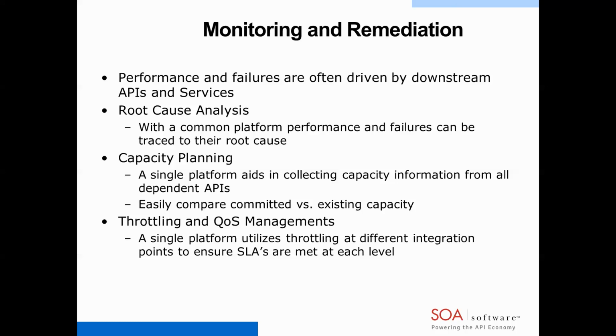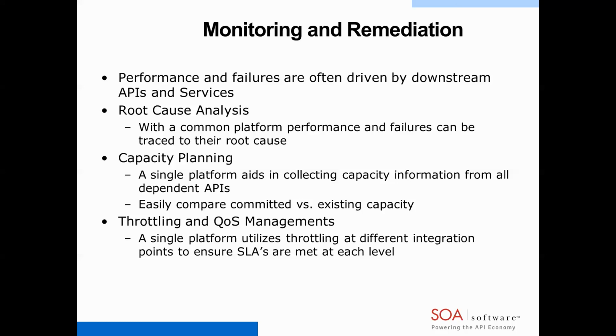So let's look at monitoring and remediation as well. Performance and failures are often driven by downstream APIs and services. So whatever you put in place for your API platform needs to support or provide you with root cause analysis, it needs to provide you with capacity planning, and it needs to provide you with throttling and quality of service management across multiple API calls, both front-end and back-end.